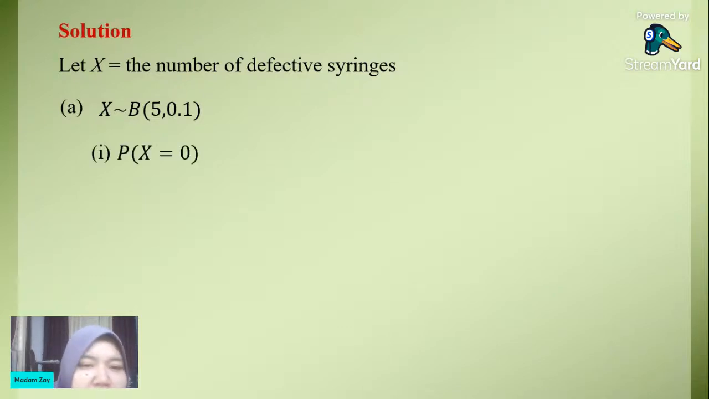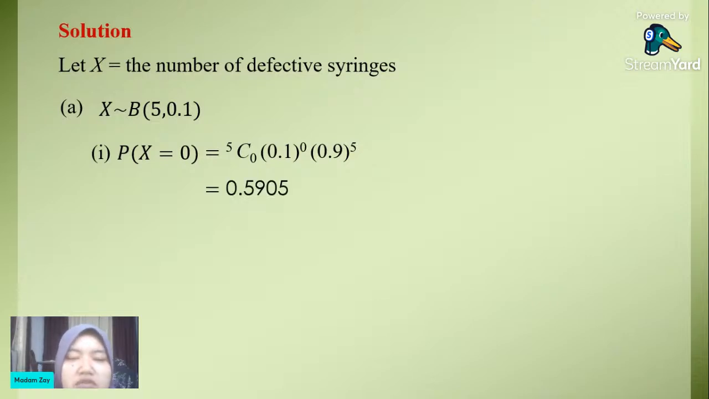Now to find the probability that none of the syringes are defective, it's equivalent to probability of X equal to 0. Because it's binomial and it's smaller than 50, we can use the formula as usual. So it will be 5C0 multiplied by 0.1 to the power of 0 multiplied by 0.9 to the power of 5, which is equal to 0.5905.